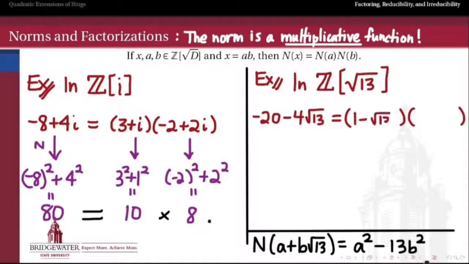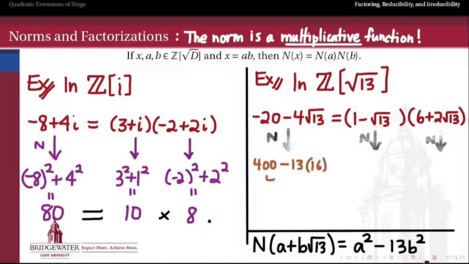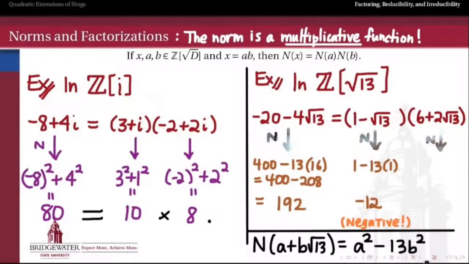So -20 - 4√13 happens to factor in this ring into a product of (1 - √13) and (6 + 2√13). And if we compute the norms of these three elements, the norm of -20 - 4√13 turns out to be 192. The norm of 1 - √13 turns out to be -12. By the way, this is one important difference between an arithmetic norm and a geometric or a topological norm. In geometry and topology, norms always refer to non-negative functions. But in the case of an arithmetic norm, we can have a negative value, as we do here, -12. Meanwhile, the norm of 6 + 2√13, work that out, is -16, and sure enough, -12 times -16 is 192.